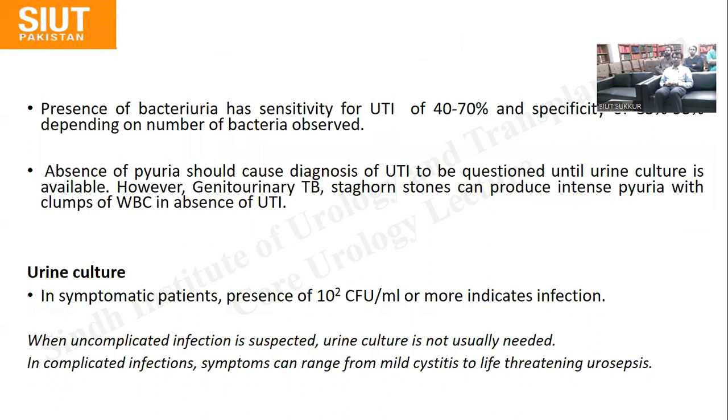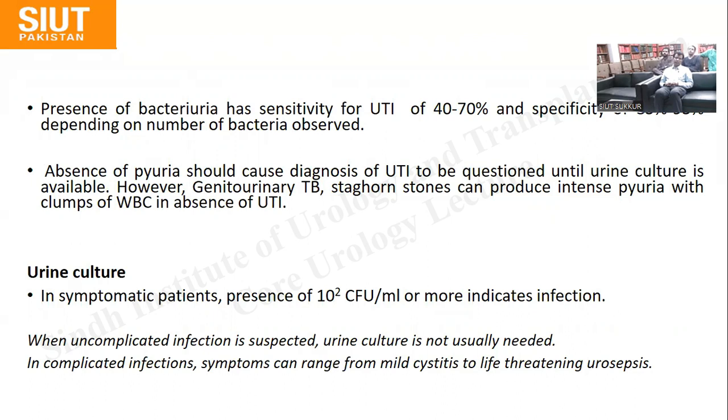Now, presence of bacteriuria has a sensitivity for UTI of 40 to 90% and specificity of 85 to 95%, depending on the number of bacteria observed. Absence of pyuria should cause a diagnosis of UTI to be questioned until the urine culture is available. However, genitourinary tuberculosis and staghorn stones can produce intense pyuria with clumps of WBC in presence of UTI. Now, urine culture in symptomatic patients: presence of 100 colony-forming units per ml or more indicates infection. When uncomplicated infection is suspected, urine culture is not usually needed.